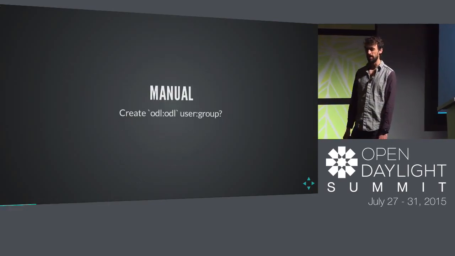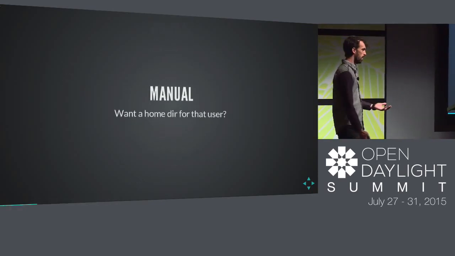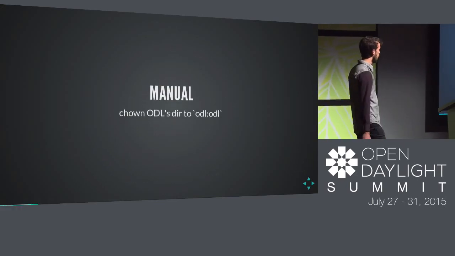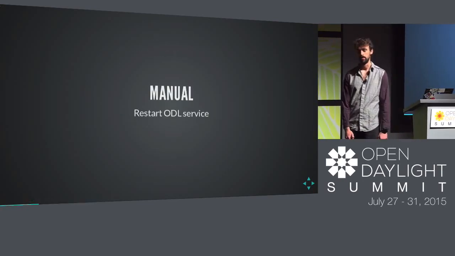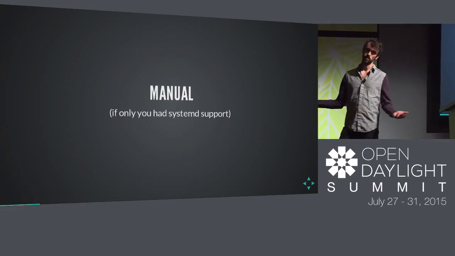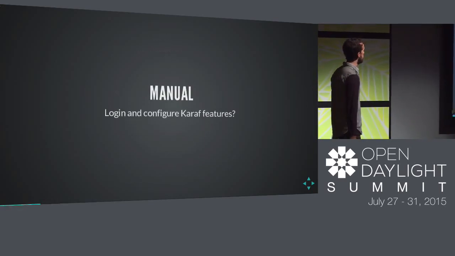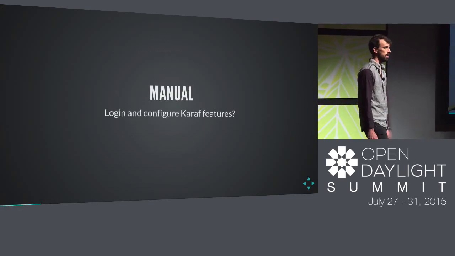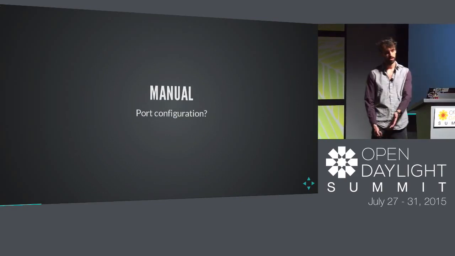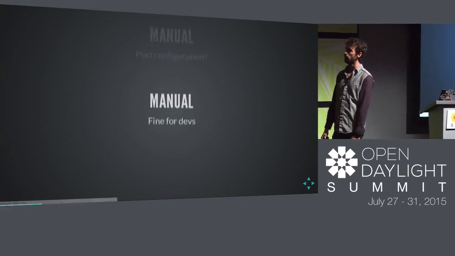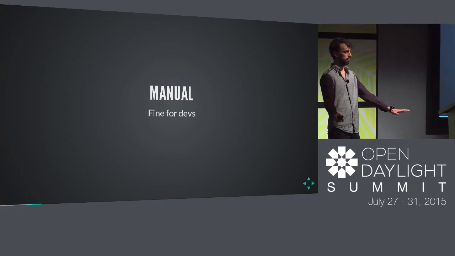So I guess now we need to create the ODL user and group. Do we want a home directory for that user while we're doing it, and other settings and questions you have to figure out? Now we need to change all the relevant permissions to be appropriate, and then restart the ODL service. If only we had systemd support, that would be really nice. Now we've got to manually log into the Karaf shell and configure some Karaf features, do any port configuration, both in OpenDaylight's port settings and through the firewall, and all of that's great and fine for devs.